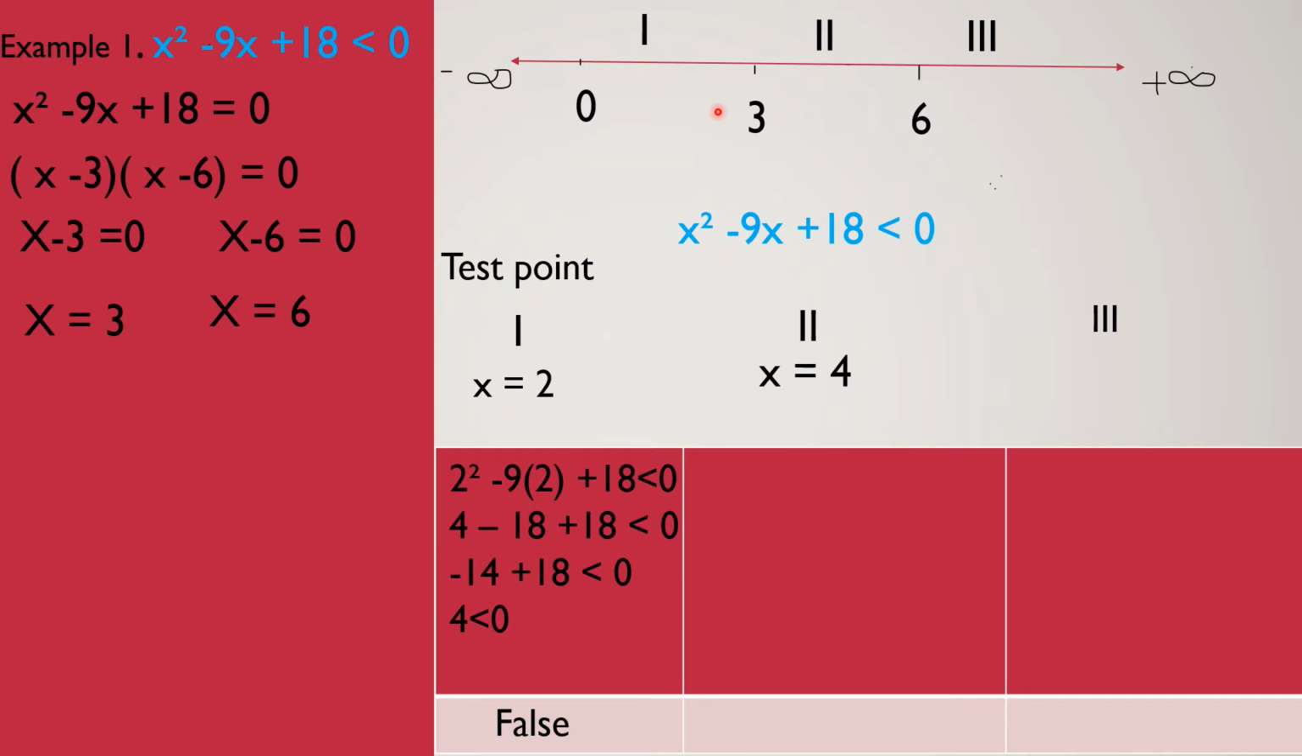Okay, let's have first for the second part here. So that is between 3 and 6. So we can choose any number here. So we can choose 4 or 5.